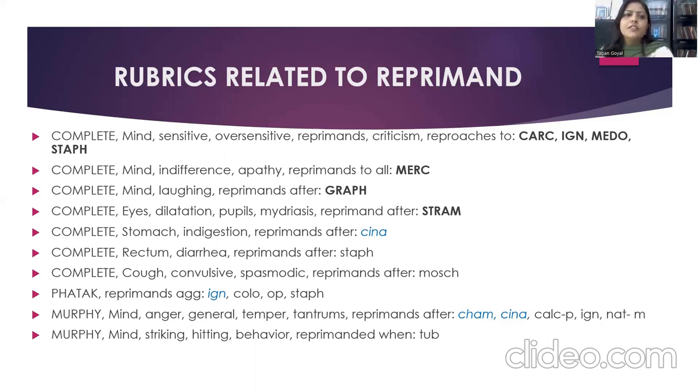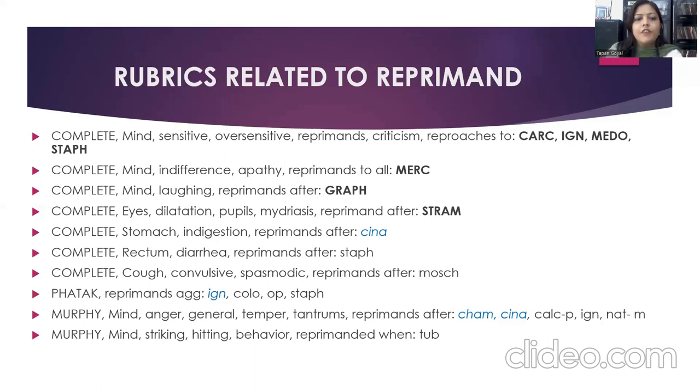Then another rubric is Eyes, dilatation, pupils, mydriasis after reprimand. In high grade, we have Stramonium. Then Stomach, indigestion after reprimands. Cina is there. Rectum, diarrhea after reprimand. Staph is there. Another complaint, the last rubric, is Cough, convulsive, spasmodic after reprimand. Moschus is there. So all these rubrics suggest the different complaints the patient gets after getting reprimanded.